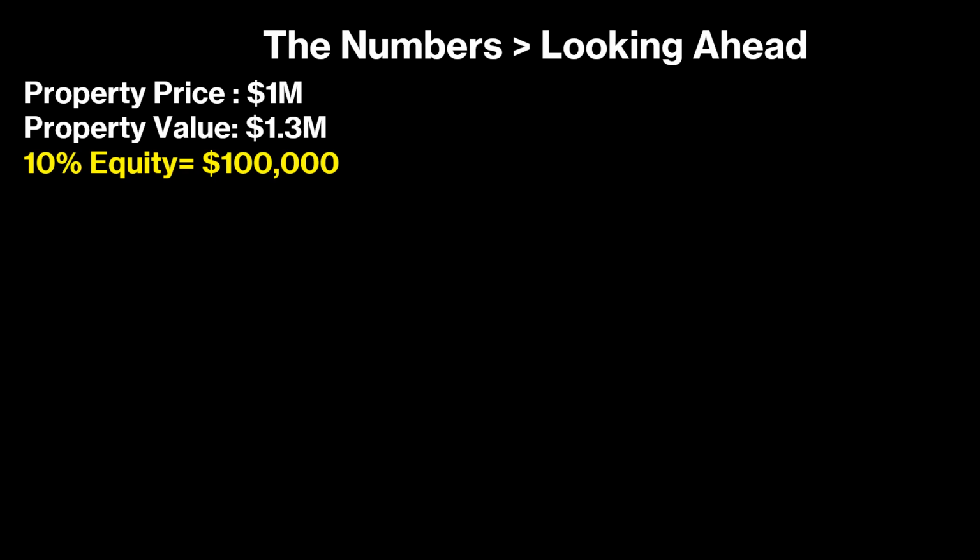This is a $1 million transaction. Property was valued at $1.3 million. My 10% equity position for the asking is $100,000 straight out the bat. Out the door, $100,000 equity. Okay? You need to see it, because if you can see it, you can sell it.